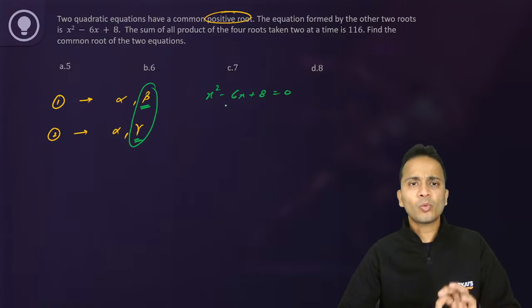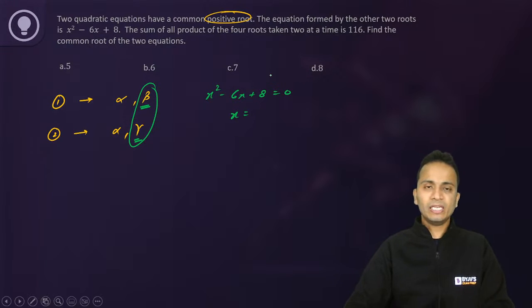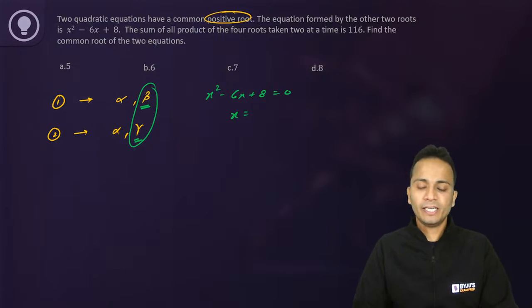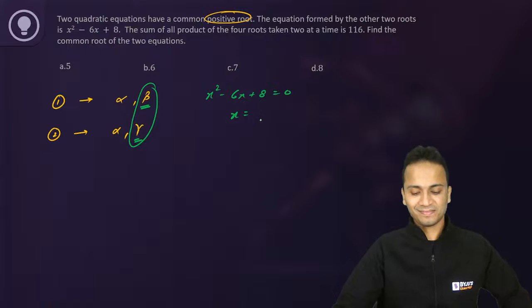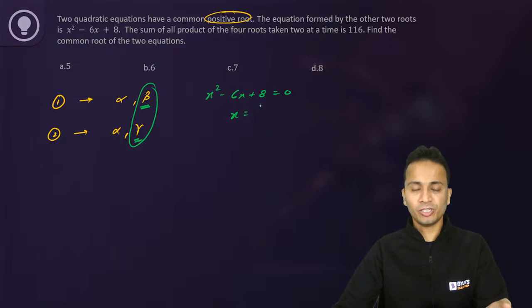So can you all quickly solve this equation and get me the value of x? Quickly, come on. x की क्या क्या values आ रही हैं यहां से? Come on, give me the values of x from here. X square minus 6x plus 8. Solve this equation and give me the value of x.